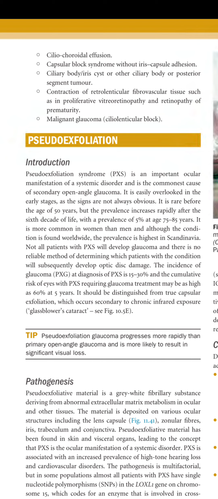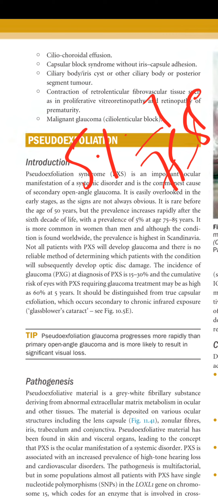It is rare before the age of 50 years, but the prevalence increases rapidly after the sixth decade of life, with a prevalence of 5% at 75 to 85 years. It is more common in women than in men, although the condition is found worldwide and the prevalence is highest in Scandinavia. Not all patients with pseudoexfoliation syndrome will develop glaucoma, and there is no reliable method of determining which patients will subsequently develop optic disc damage. The incidence of glaucoma, pseudoexfoliation glaucoma, at diagnosis of PXS is 15 to 30%.